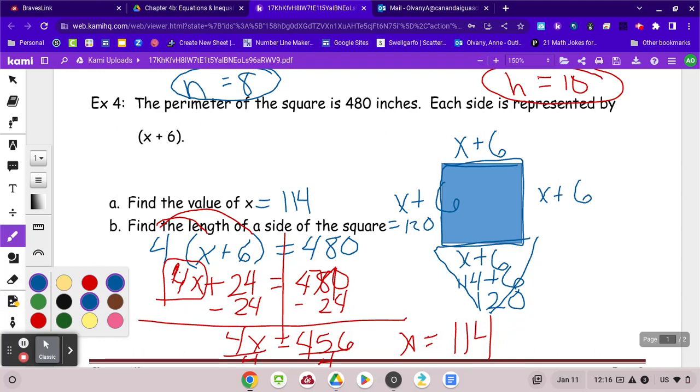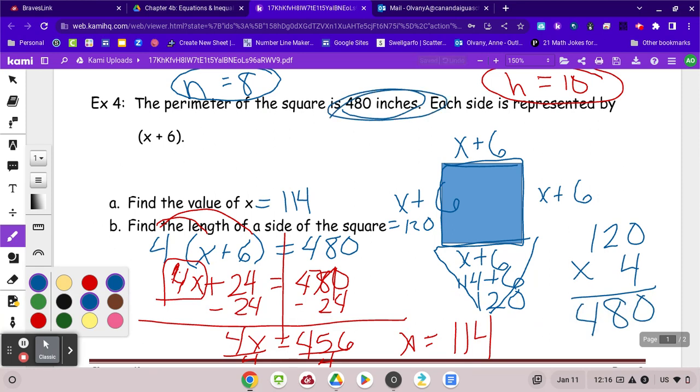We can check that. What's 120 times 4? You can type that into your calculator if you want. It's 480. That's what they told us it was, so it worked.